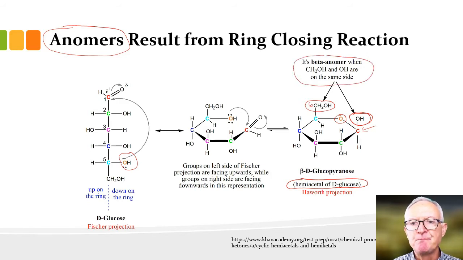If it was opposite, and the OH was below the ring and carbon 6 was above the ring, they were on opposite sides of the ring, that would be the alpha anomer. So this one is beta D-glucose, or glucopyranose, pyran being the 6, indicating it's a 6-member ring. Beta D-glucopyranose is called beta because the hydroxyl and carbon 6 are on the same side of the ring. So this is an important distinction when it comes to ring closing and the chemistry of carbohydrates.